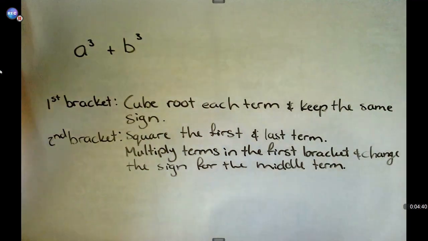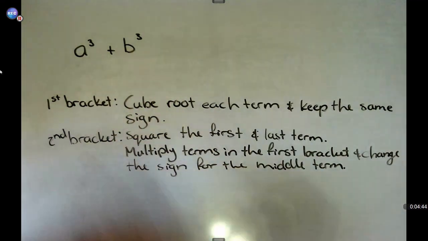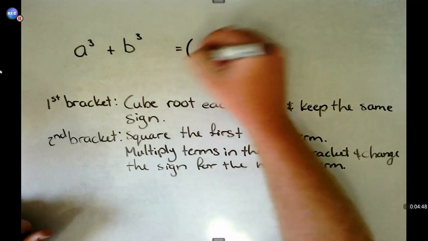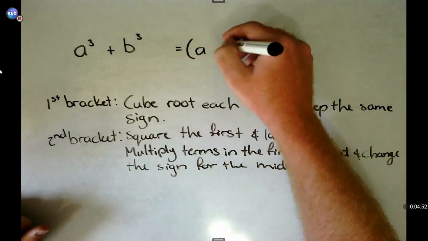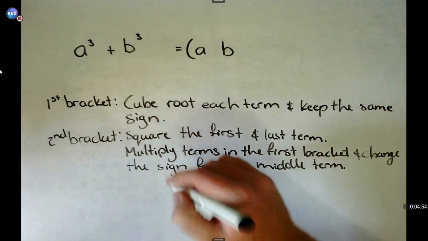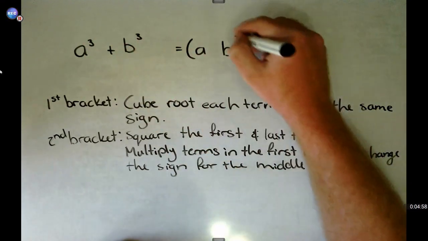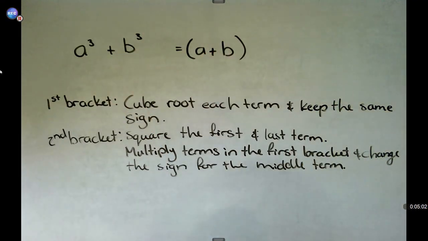So this is how it will work. To do the first thing, remember, cube root them. So here's our first bracket. I'm just going to do it over here. The cube root of a cubed will be a. The cube root of b cubed will become b. And then we need to keep the same sign. There we go. There's the same sign.